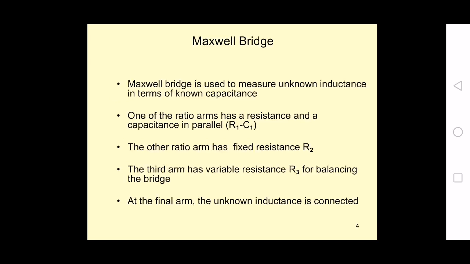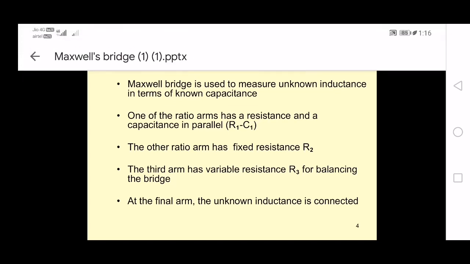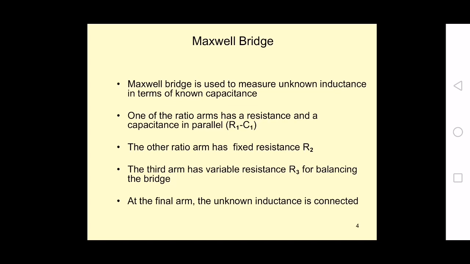Today we are going to discuss Maxwell's bridge. Maxwell's bridge is used to measure the unknown inductance in terms of the known capacitance. If it comes as a one mark question, you have to write: Maxwell bridge is used to measure the unknown inductance in terms of the known capacitance.